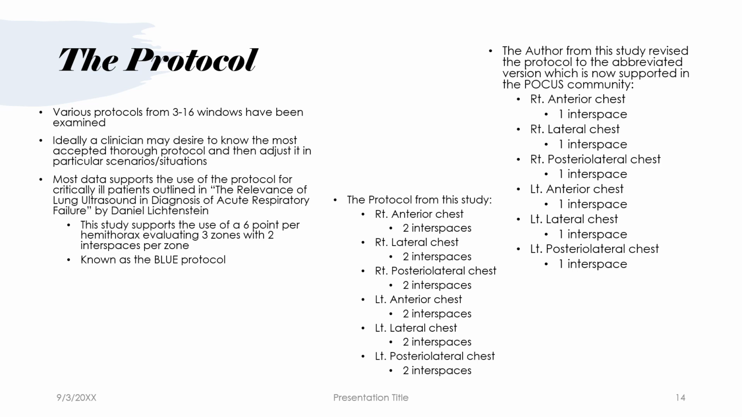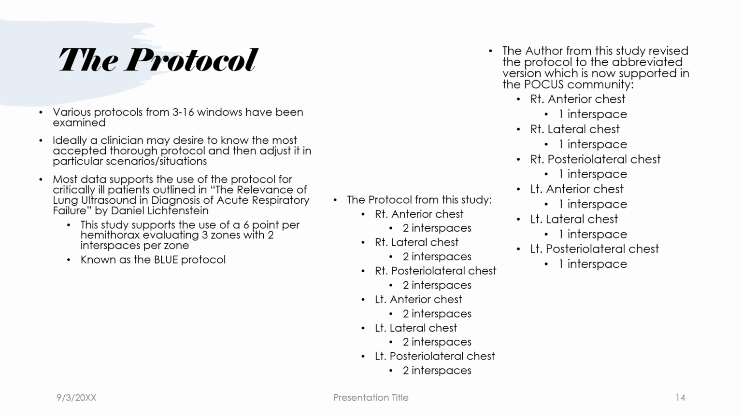So you'd set your transducer down, you'd look at one interspace, and then in the same general area, you would slide your transducer and assess another interspace. Then move to your lateral chest, look at one interspace, slide it down, look at your next interspace, and then you're going to go to the posterior region where you're going to look at an interspace, slide it down, and look at the next. And then you go and you repeat the same thing on the left side.